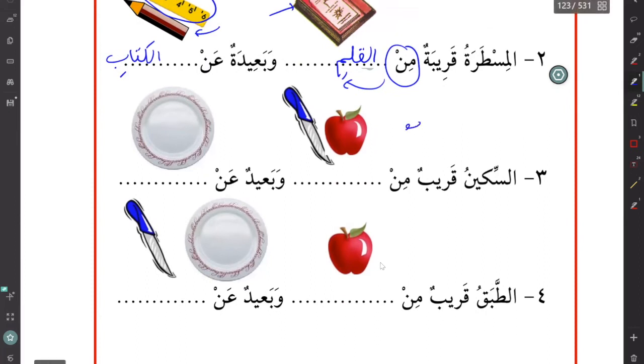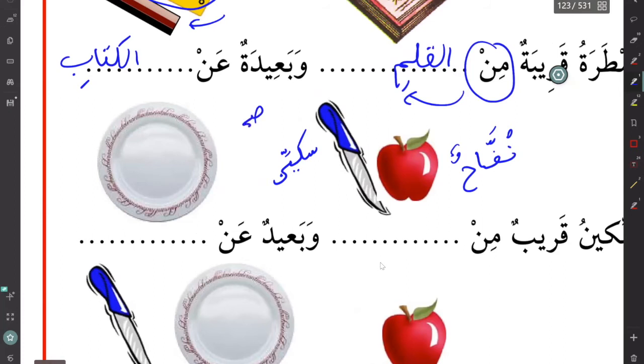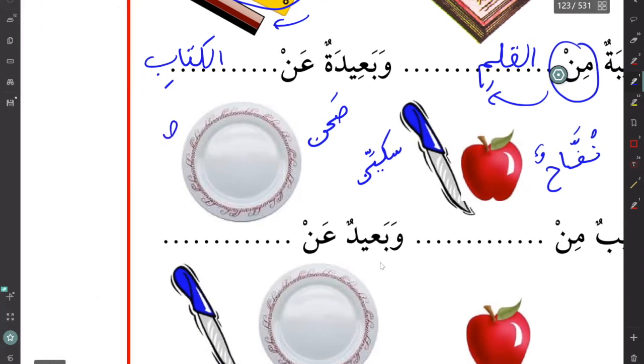Tufaha, okay, sikin. The knife is what? Knife is sikin. And then sahan. Sahan is what? The dish. It can also mean tabak. I don't know which one we had. Both of them are fine. Tabak.